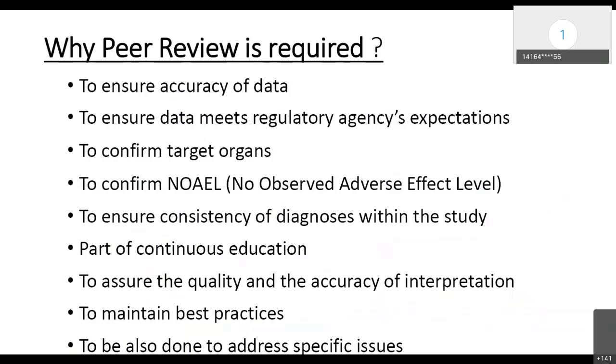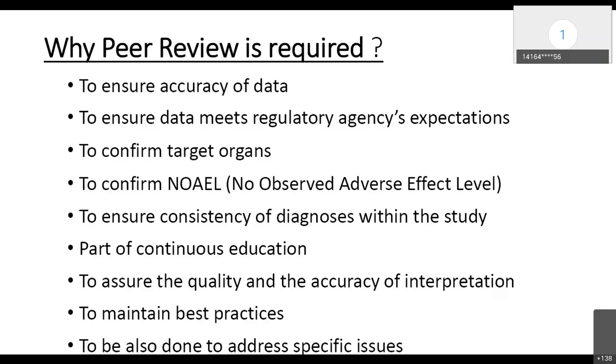Now, a few slides will be there just to recapitulate why peer review is required. So peer review is required just to ensure the accuracy of data, to ensure that data meets regulatory agencies' expectations, to confirm target organs. What does it mean to confirm target organs? So the original pathologist, when he or she has examined the slides and found that the kidney shows some lesion which could be due to the drug or test item which has been administered to animals, in that case, the kidney becomes a target organ.